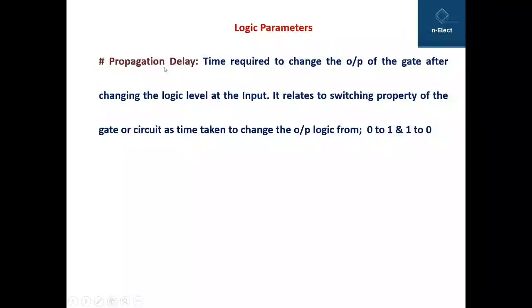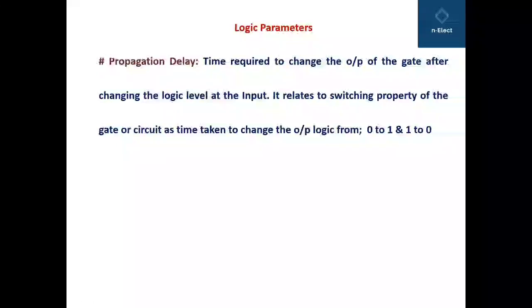Then propagation delay. Propagation delay time is the time required to change the output of the gate after changing the logic level at the input. This is very similar to switching on a bulb. After switching the button, the bulb glows. With your naked eyes you cannot identify whether it is taking some time to glow, but it takes some fraction of a second after which it glows. So that's why there is some delay between every input and output.